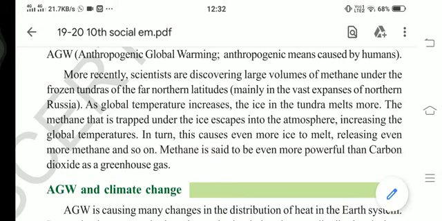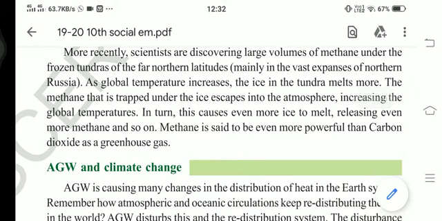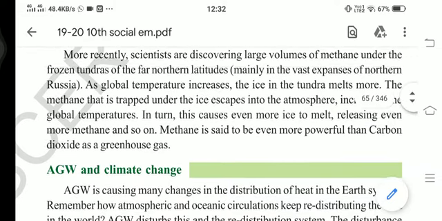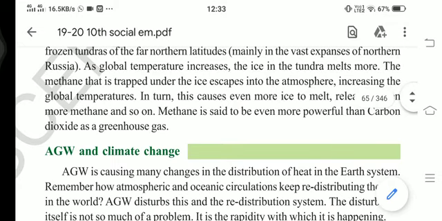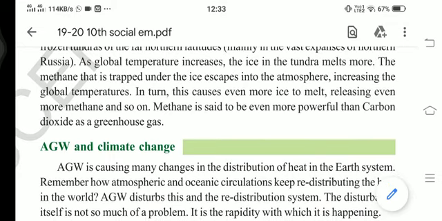When temperature increases due to global warming, the ice in the tundra melts more. If the ice melts more, then the methane that is trapped under the ice escapes into the atmosphere. Methane enters the atmosphere due to the melting of ice and further increases the temperature. In turn, the further increase in temperature leads to further melting of ice and releases more and more methane, and so on. It is a cycling process. So in that way, methane is leading to global warming, right?